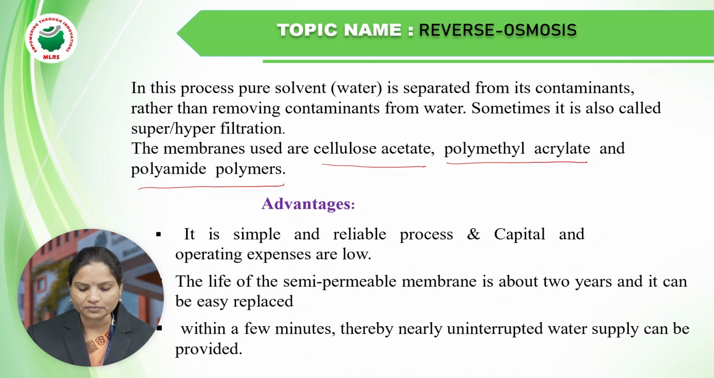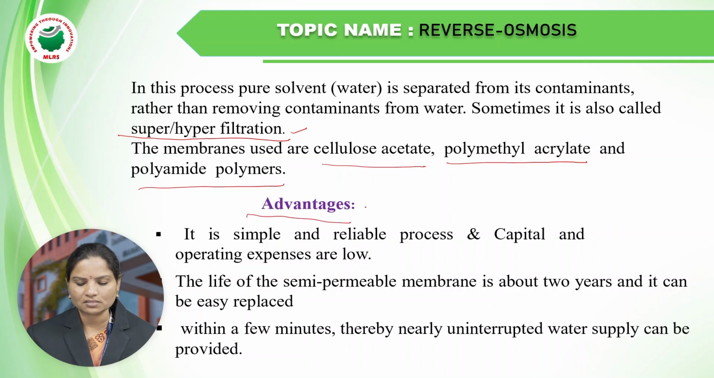This type of filtration is also called super filtration or hyper filtration. Whenever we use the semi-permeable membrane in the reverse osmosis process, all the salt ions, Na+ ions, and contaminants can be eliminated from the water. This filtration is called super filtration or hyper filtration.